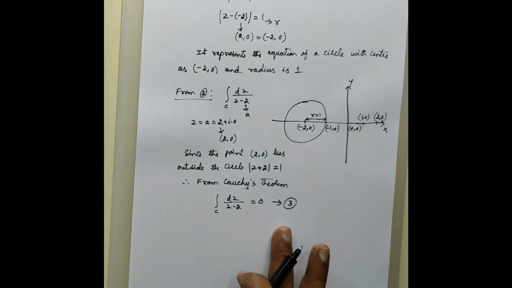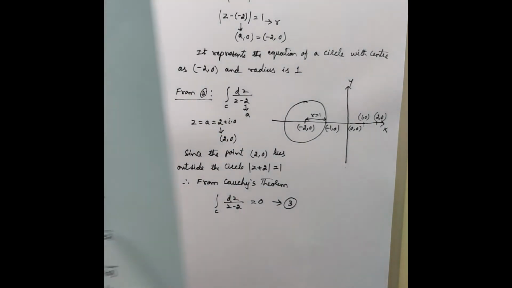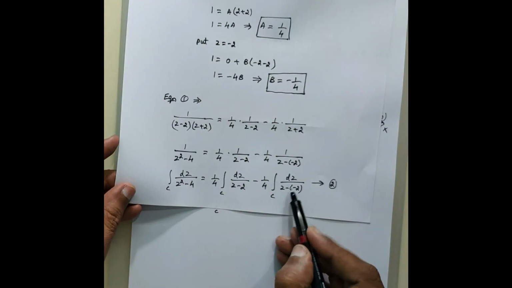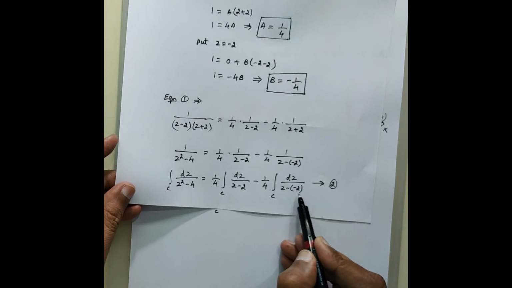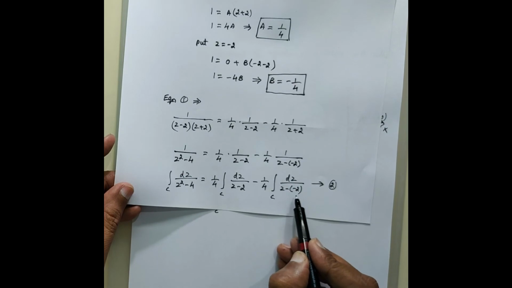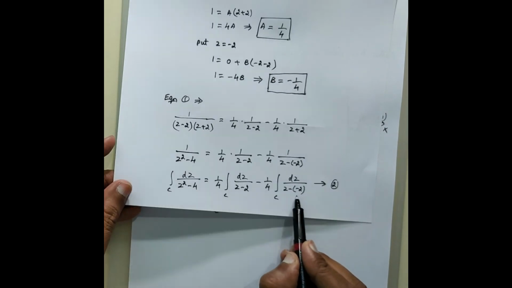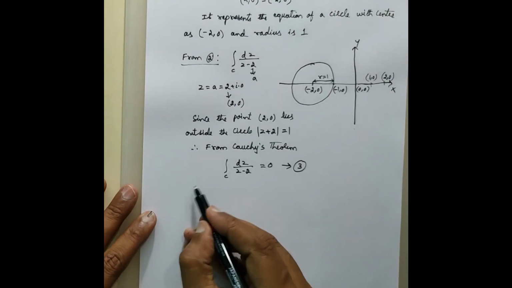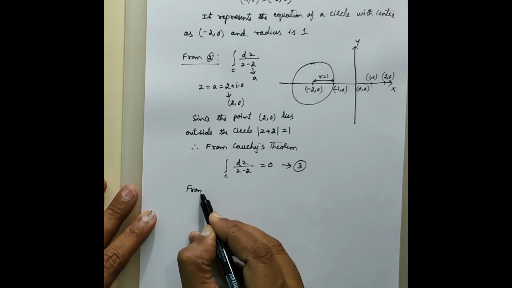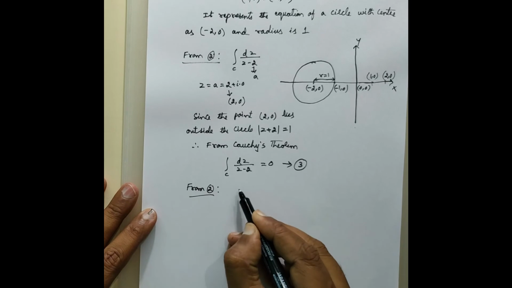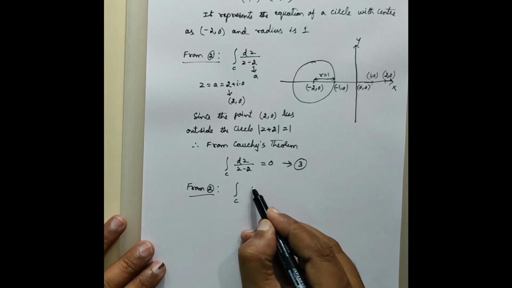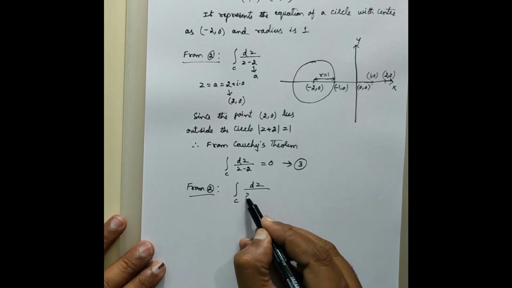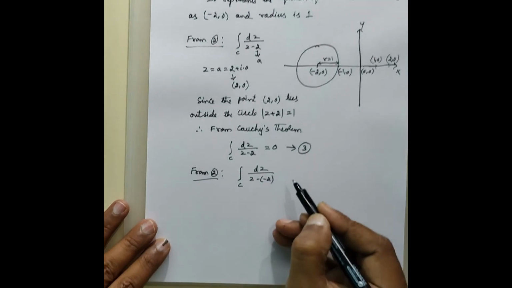So from equation 2 we have proved that the value of the integral is 0. Now one more integral is there. So the integral over c of dz by z minus of 2. So we have to evaluate that integral also. So let us try to evaluate that integral. Again from equation number 2 we have the integral over c of dz by z minus of 2.